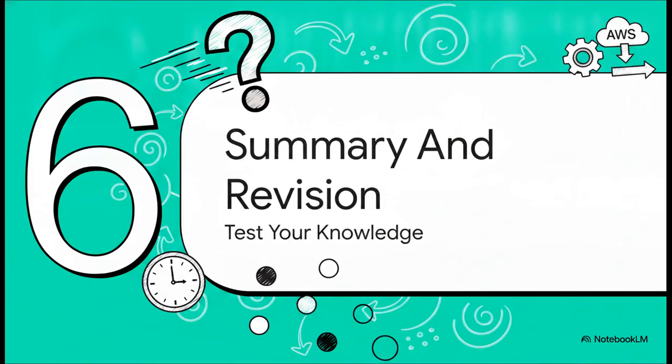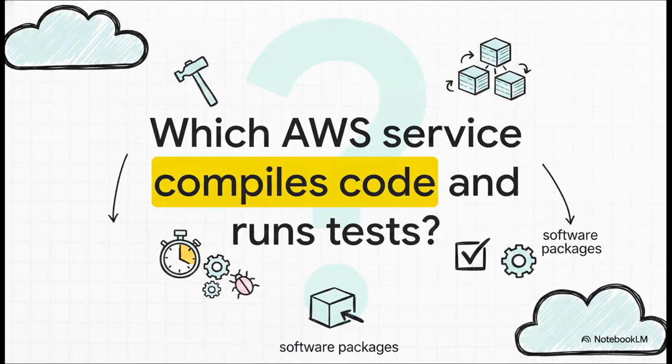And that brings us to Section 6, Summary and Revision. Let's do a quick rapid-fire quiz to see what's stuck. Question 1. Which AWS service compiles source code, runs tests, and produces software packages?